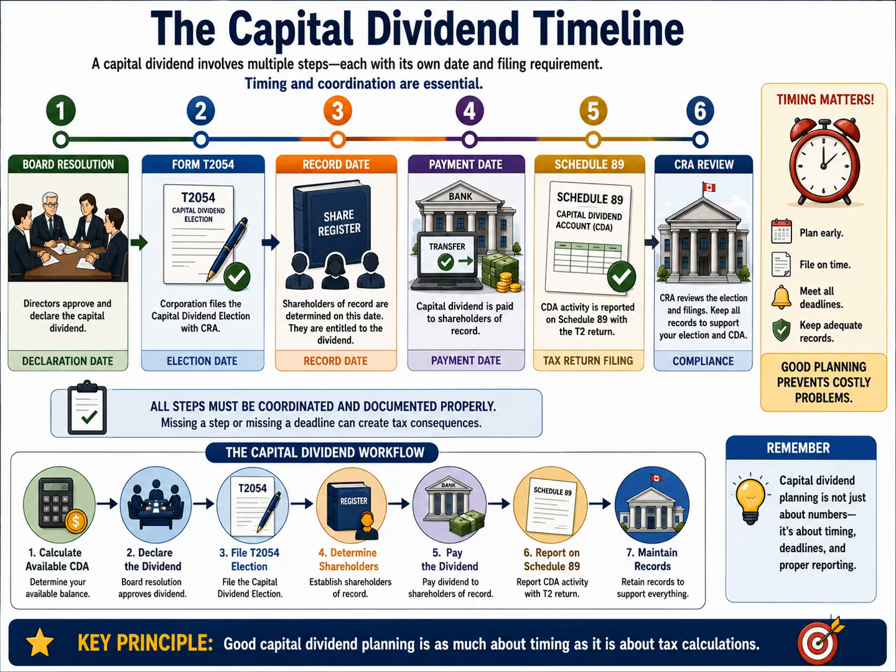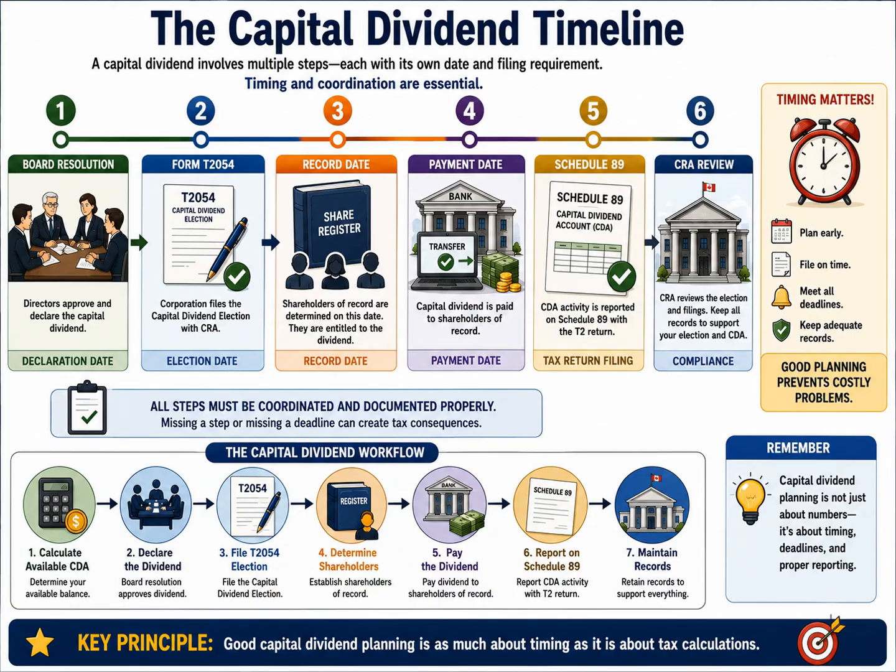After that, we establish the record date. The corporation reviews its share register and determines who the shareholders of record are. These are the individuals or entities that will be entitled to receive the dividend. Then we reach the payment date. This is when the corporation actually transfers the funds to the shareholders who are entitled to receive the dividend. At this stage, the cash leaves the corporation and the capital dividend is distributed.